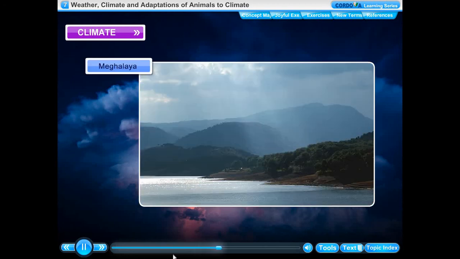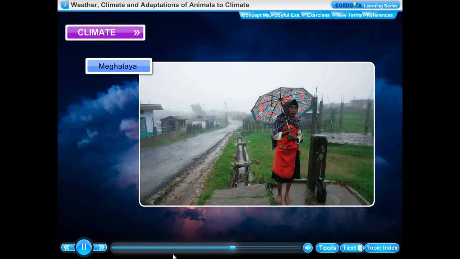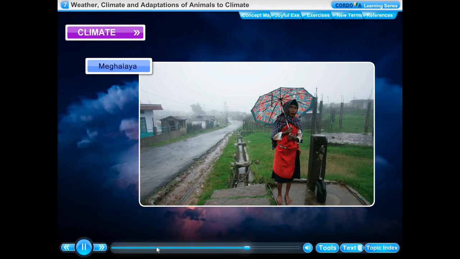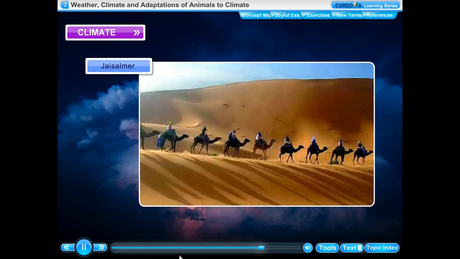In Meghalaya, the annual rainfall is 400 centimeters and above. It rains almost every day. We say the climate in Meghalaya is hot and humid. In Jaisalmer, Rajasthan, the annual rainfall is 10 to 12 centimeters in a year. We say Jaisalmer has hot and dry climate.